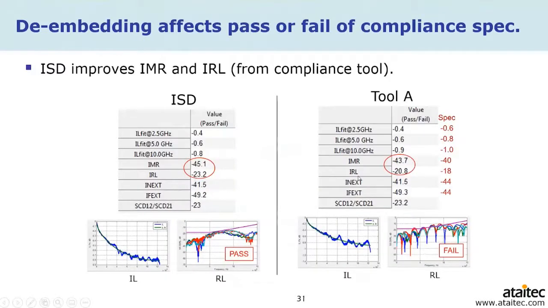Now, the embedding can certainly affect compliance testing, right? In this case, it shows that if you use tool A, it is going to conclude this component fails the spec due to this embedding error. But if you use ISD, it is going to save the component by saying that this component passes the spec. So this is very important for compliance testing, and ISD can certainly help you save money there too.